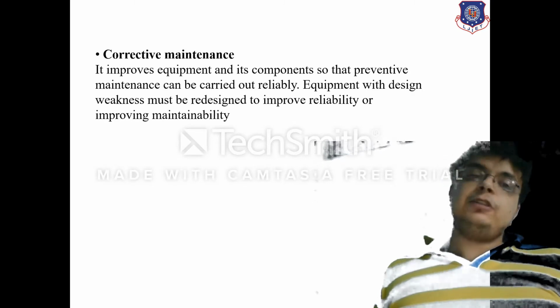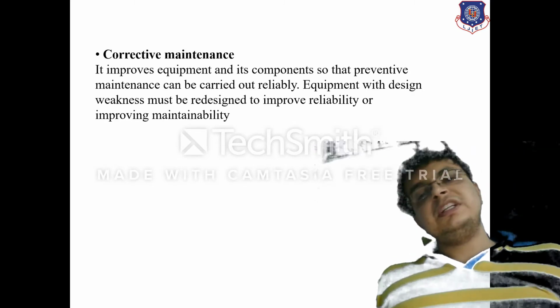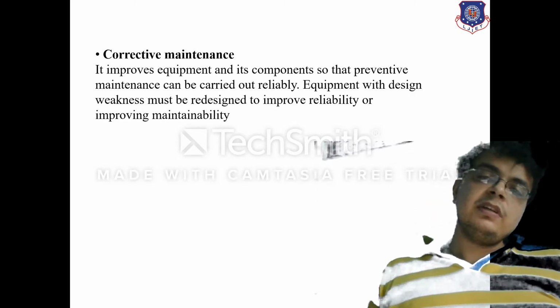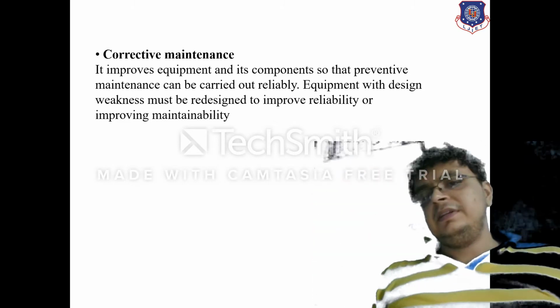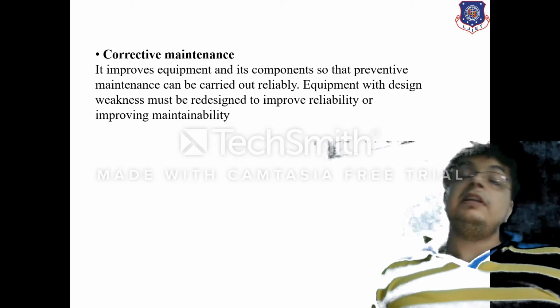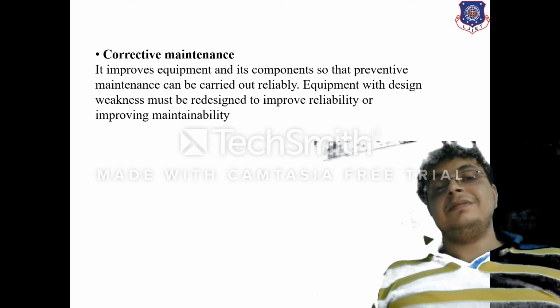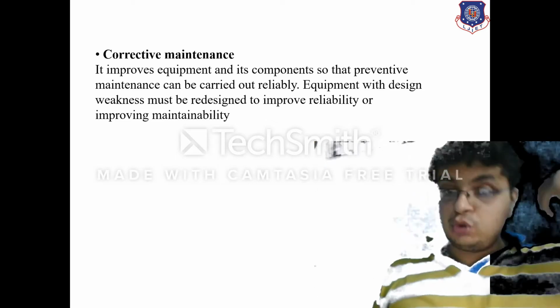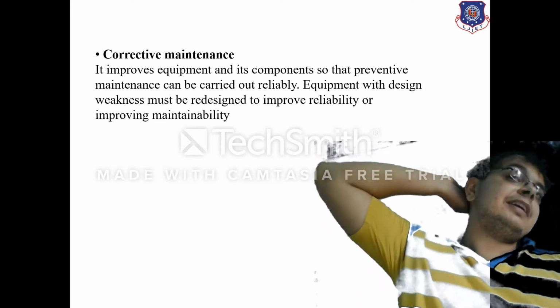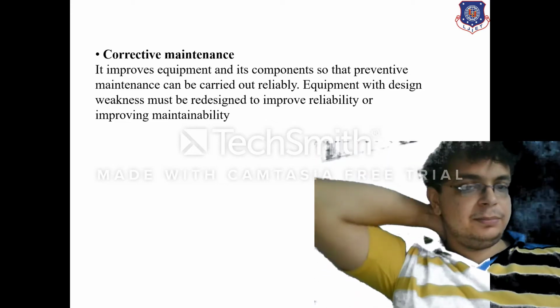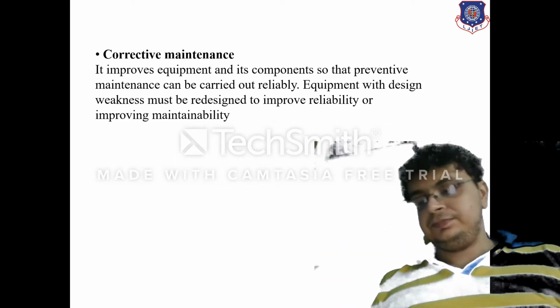Corrective maintenance improves the equipment and components so that the maintenance can be carried out reliably. If the equipment is designed weak, meaning it is not a proper design, then it should be designed again. As a result, the reliability of the equipment can be increased, improving the maintainability.